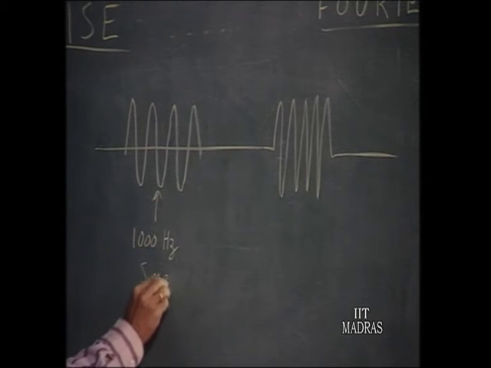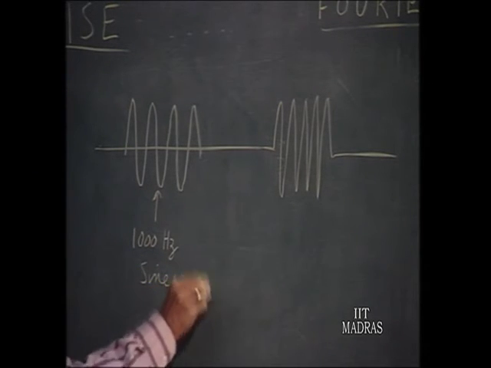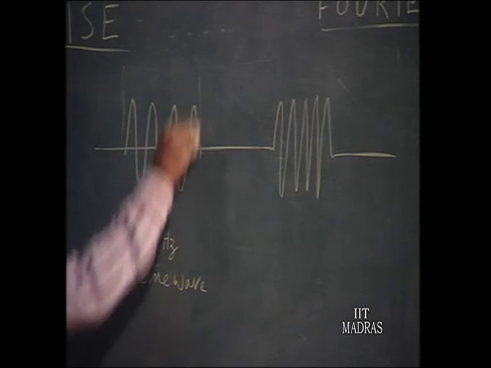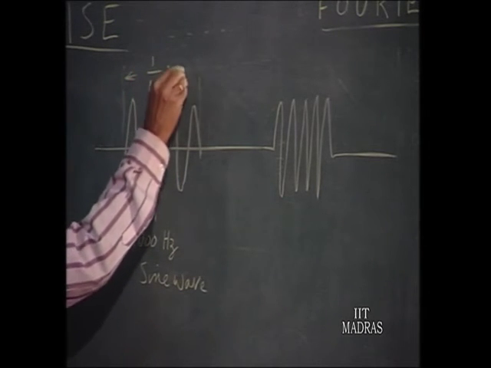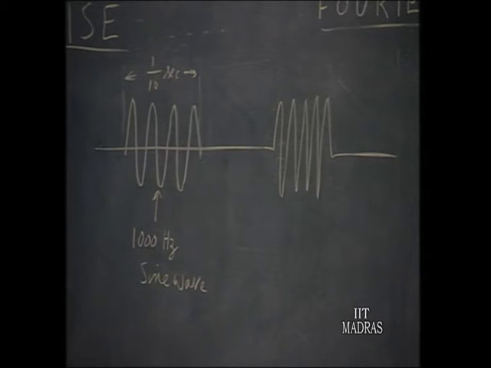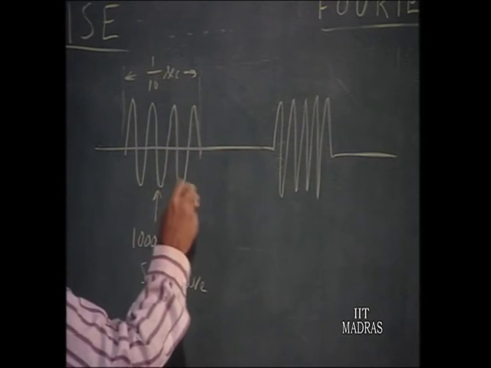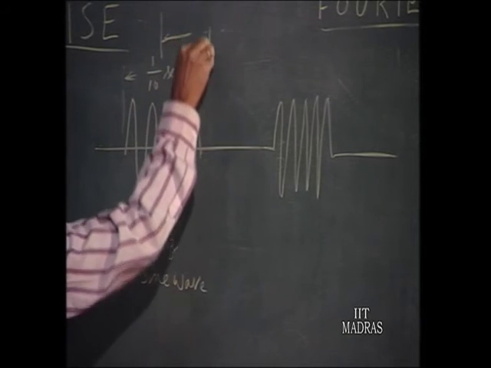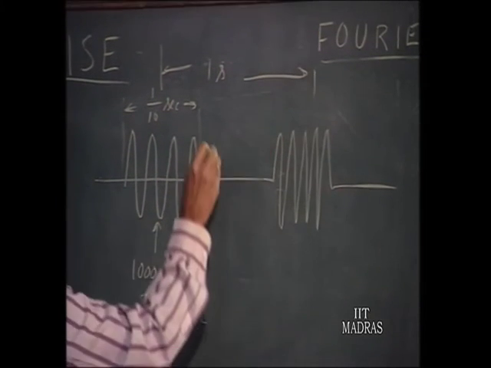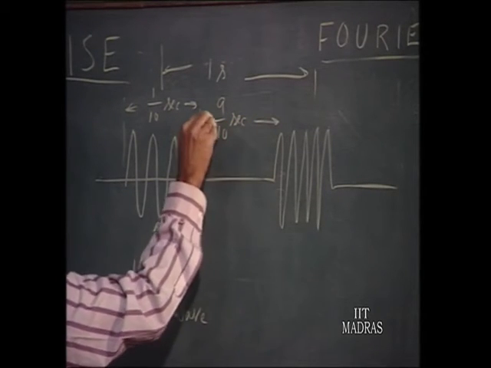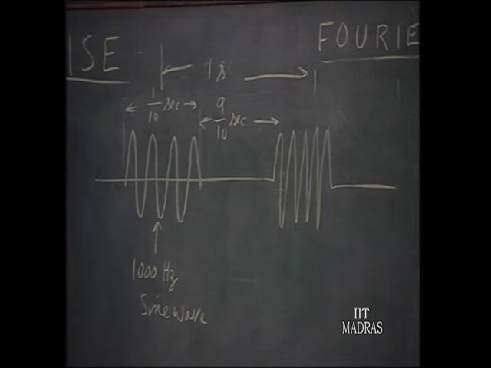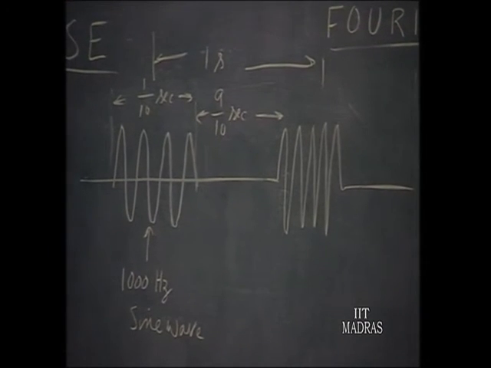Suppose you have a 1000 hertz sine wave which is maintained for 1/10 of a second, and this is repeated every 1 second. That means there is a blank period of 9/10 seconds, and this is repeated, and this is a 1000 cycles pure sine wave. This is the waveform of a time signal.